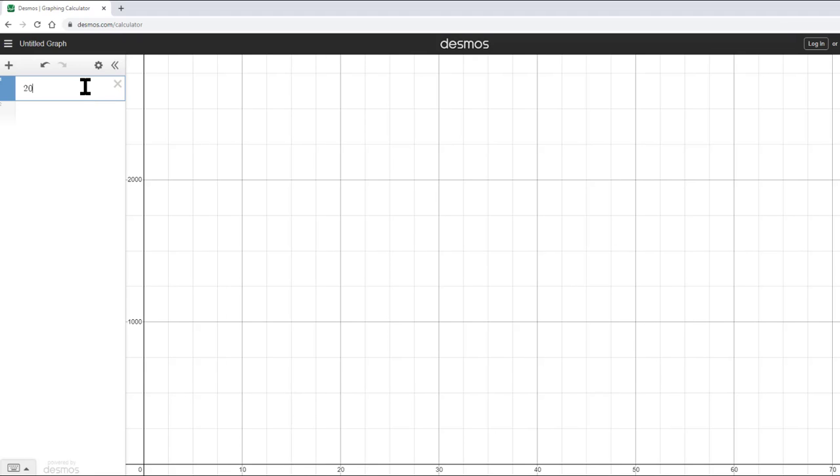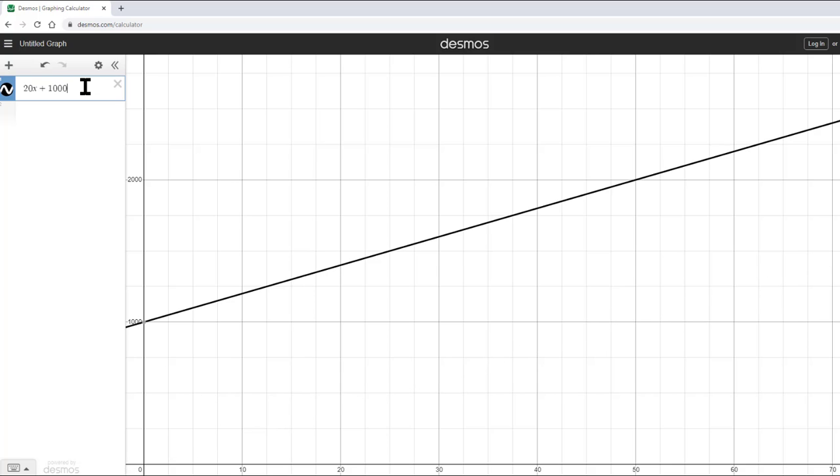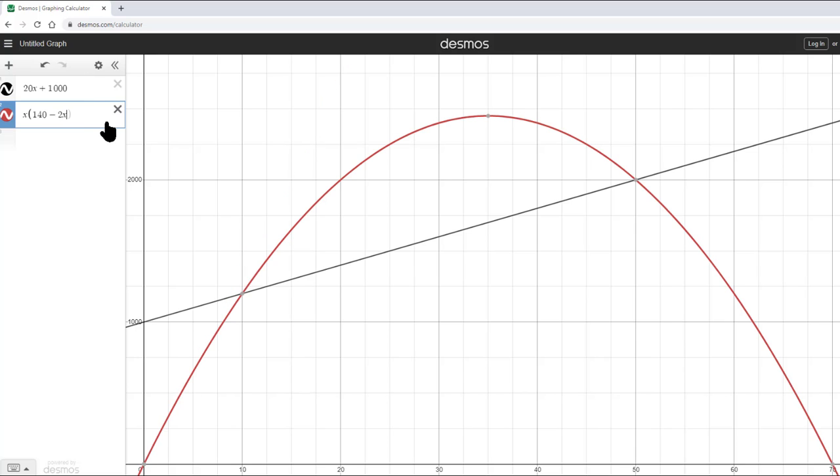So here I am entering the cost function first. That is 20x plus 1,000, of course a linear function, and the cost is in hundreds of dollars. And then I can just put in the revenue function, which was x times (140 minus 2x). You can see that's a parabola, and the maximum revenue is occurring at x equals 35. This is the maximum point.